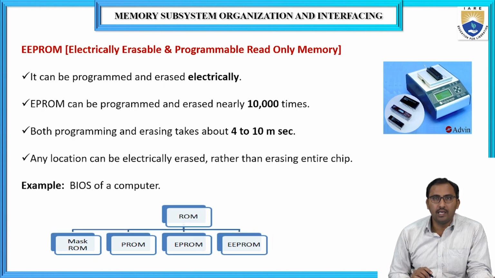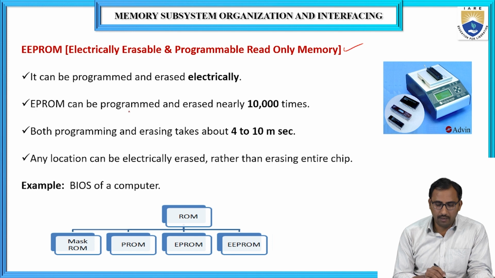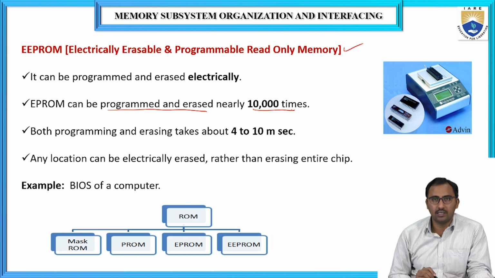And coming to the EEPROM, that means electrically erasable and programmable read-only memory. So that is called EEPROM. In this type of memory chip, we can program and erase electrically. By applying an electrical signal, we are able to erase the content as well as reprogram it. And using this EEPROM, it can be programmed and erased nearly 10,000 times.